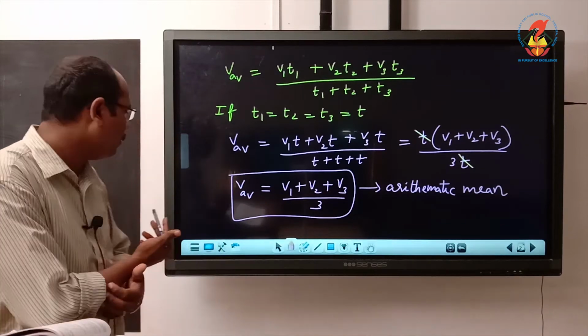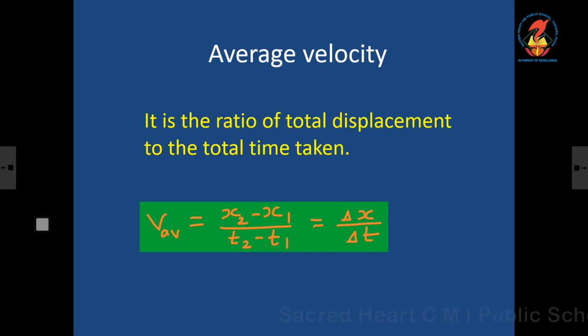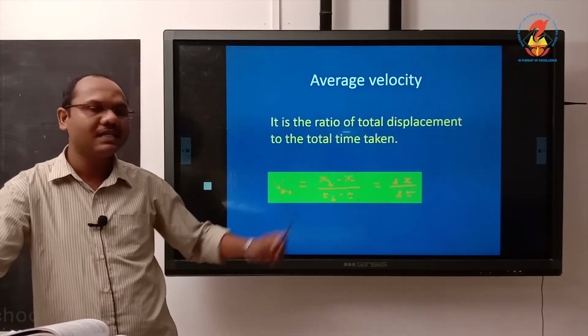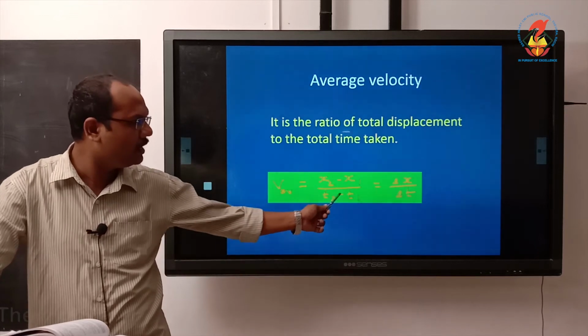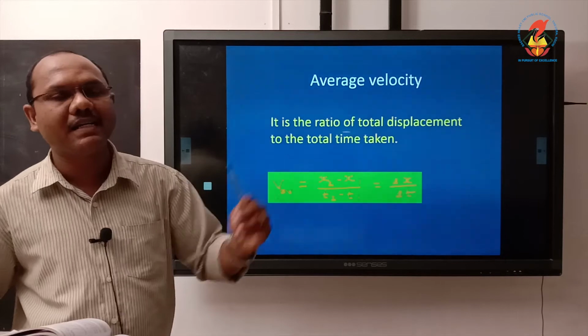Now let us see what is average velocity. Average velocity is the ratio of total displacement to the total time taken. So I will write like this: V average is equal to x2 minus x1 divided by t2 minus t1, which is equal to delta x by delta t.